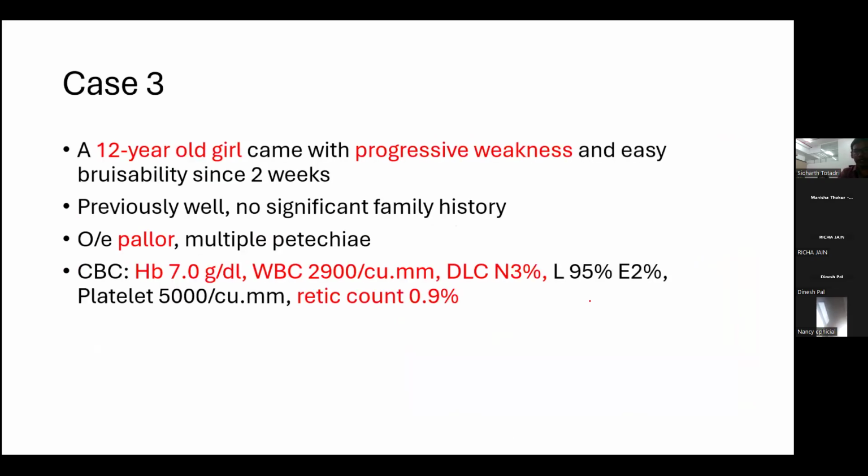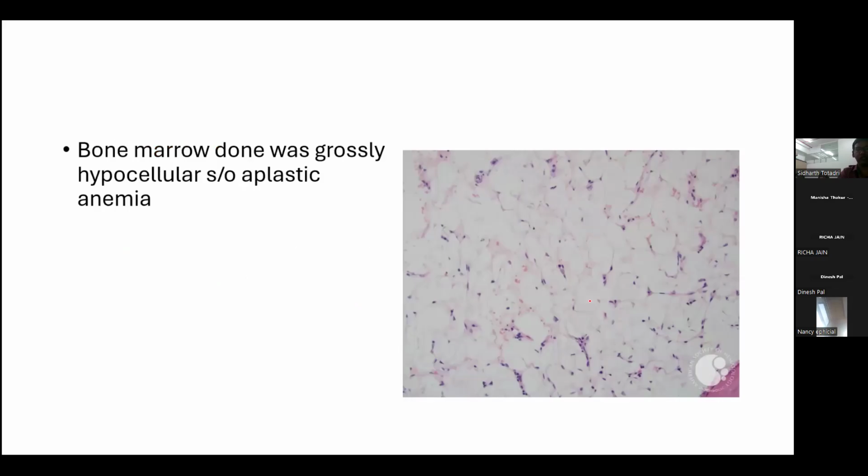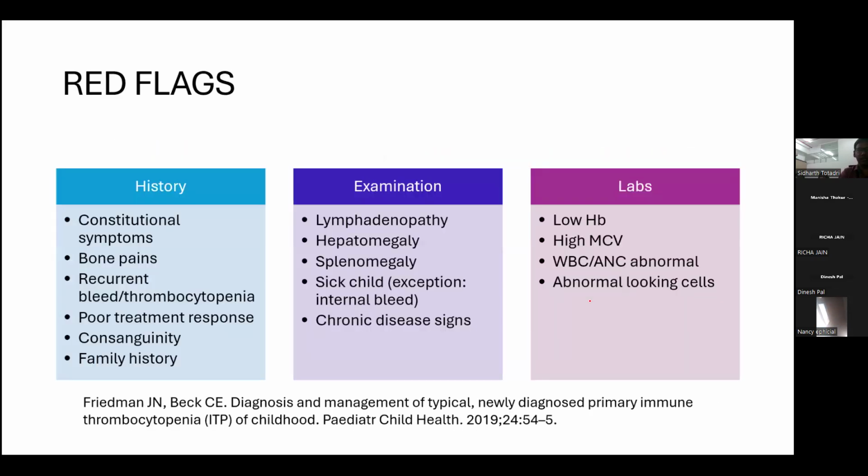Another case, a 12-year-old girl, progressive weakness with no previous history. She also had pallor, which was a red flag sign, and the CBC showed pancytopenia. Multiple blood cell lines are involved. So again, retic count is low. The bone marrow showed an empty, hypocellular marrow. This was aplastic anemia. So as long as you pick up the red flag signs, you can definitely be reassured that you can diagnose ITP easily.